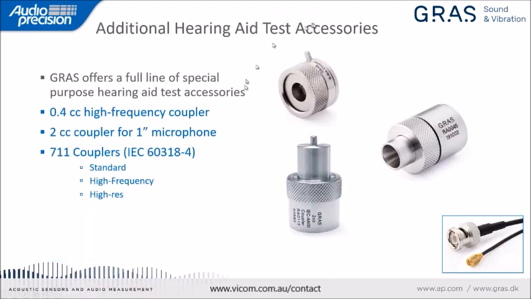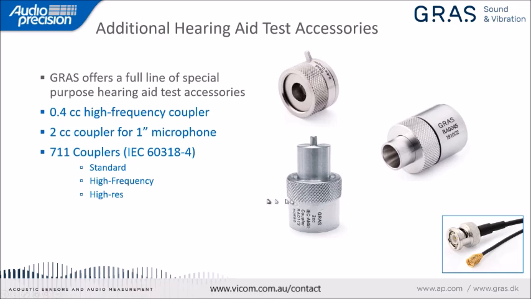Now, in addition to the accessories that I've shown, GRAS has quite a variety of additional accessories available for hearing aid test. First of all, GRAS is primarily a microphone manufacturer, and they have several models of pressure microphones available. In addition, there's this 0.4cc coupler that's used for higher frequency measurements. This is important for testing hearing aids for children, for example. And I believe there's a new standard coming out which will adopt this as the standard for testing hearing aids for children.